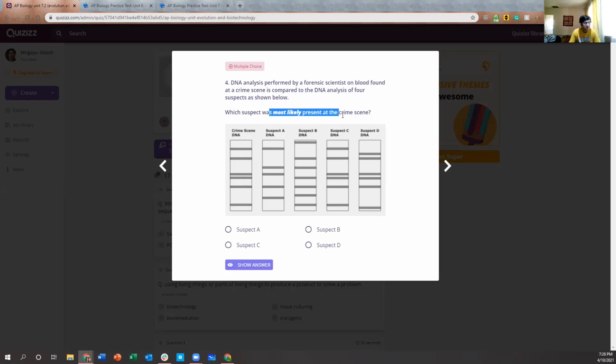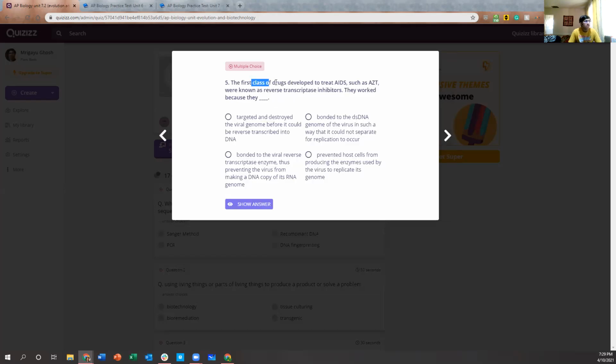Which suspect was most likely present at the crime scene? Well, clearly you can see that matching the crime scene DNA, the control, is suspect C's DNA, because those are near an exact match. If they're a match, that means C was probably at the crime scene. So C.